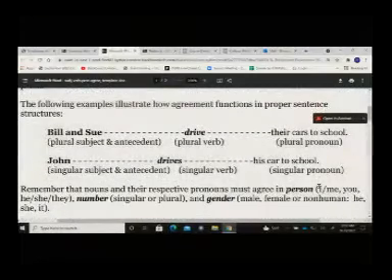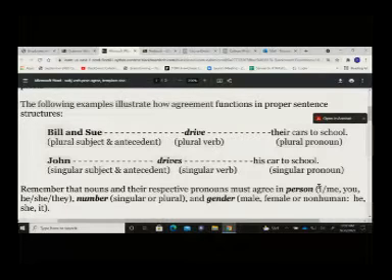This one begins with, Bill and Sue drive their cars to school. So Bill and Sue is a plural subject. It's 2 people, so it has to be plural. Drive is plural. Now this is the biggest quirky deal about English. When you're talking about a present tense verb, plural, it does not have an S on it. And that's one of those odd deals about English.